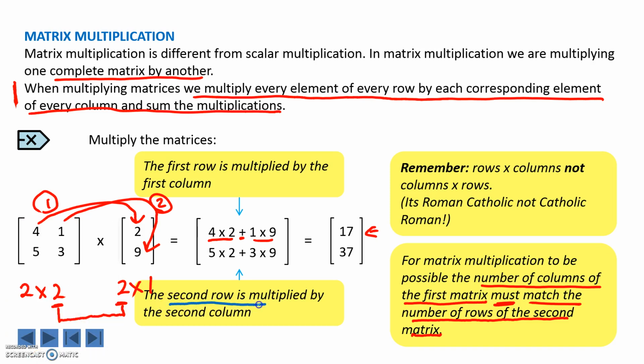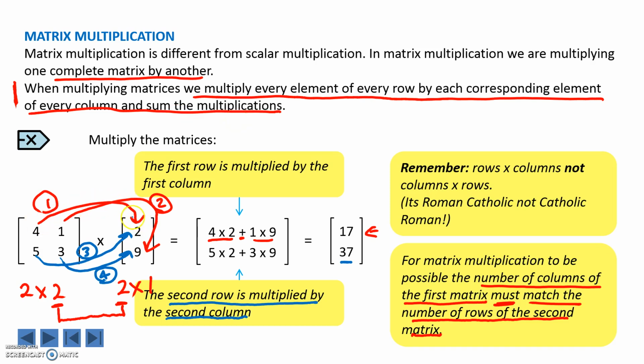The second row is multiplied by the second column. Here's our second row, so it's going to be 5 times 2 plus 3 times 9. You do them in that order, and if we add them together, it equals 31. That might make a little more sense given this statement: we multiply every element of every row by each corresponding element of every column and sum the multiplications.